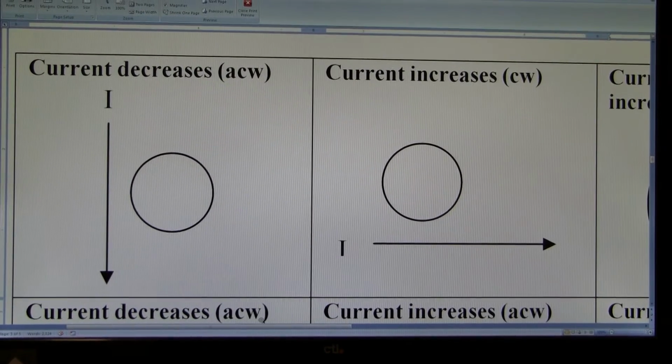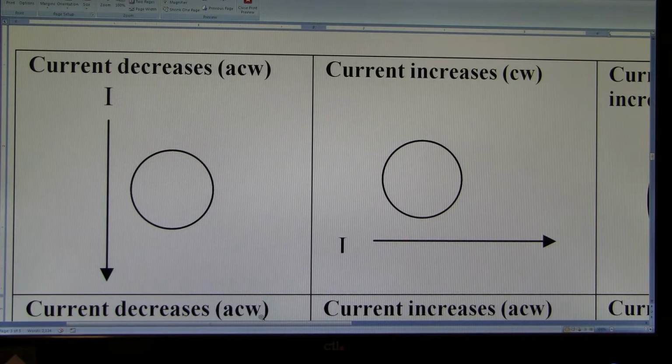Okay, so these are some of the very best ones I think ever. So what we've got to do, we're going to use two different rules here.